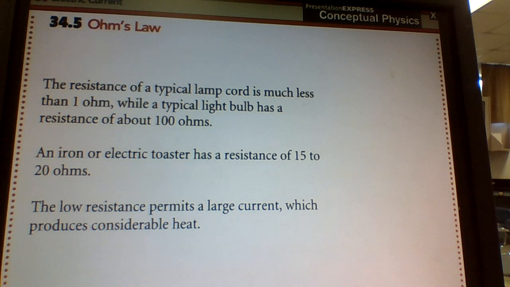In an iron or an electric toaster, you might have a resistance of 15 to 20 ohms, which is going to provide the heat that heats up that iron or heats up that toaster and toasts your toast in the morning.